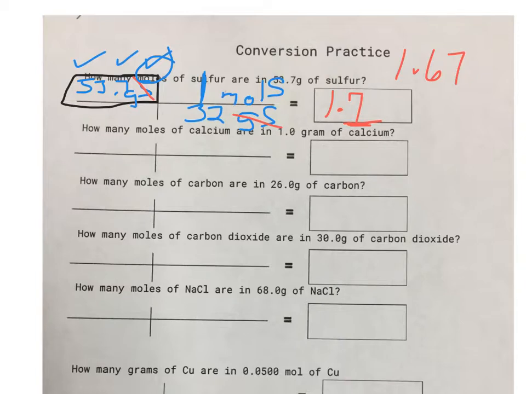Now, am I finished? No. What's missing? The units. The unit and my chemical, right? So what's going to be my unit? Yep, because that's what we canceled off, the grams. And moles of what? Of sulfur. Very good. You have to have this whole thing.